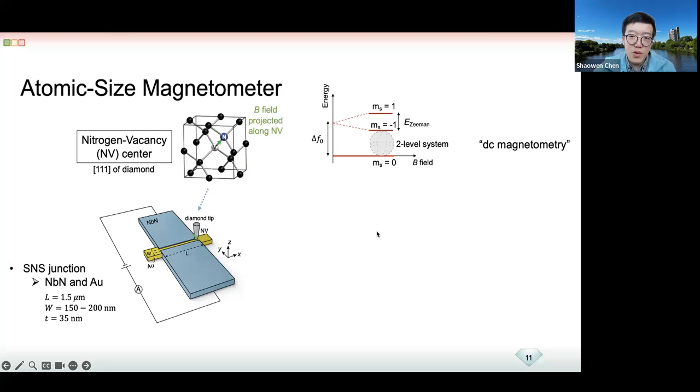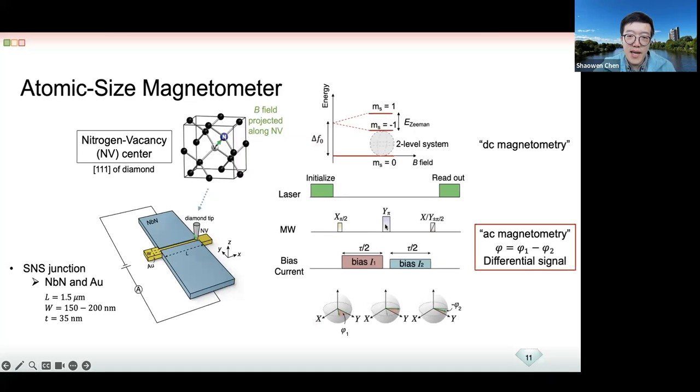An alternative way to use this is the AC magnetometry of the NV center. To do that, you can put your spin on the equator of the Bloch sphere. In each half of this AC cycle, the magnetic field will drive the NV center, and the spin will accumulate a rotation angle that is proportional to the magnetic field.